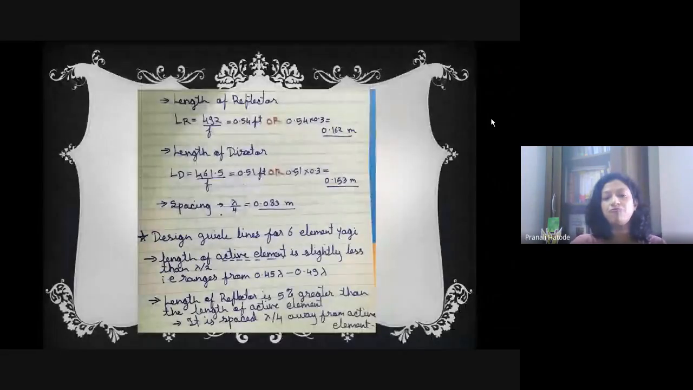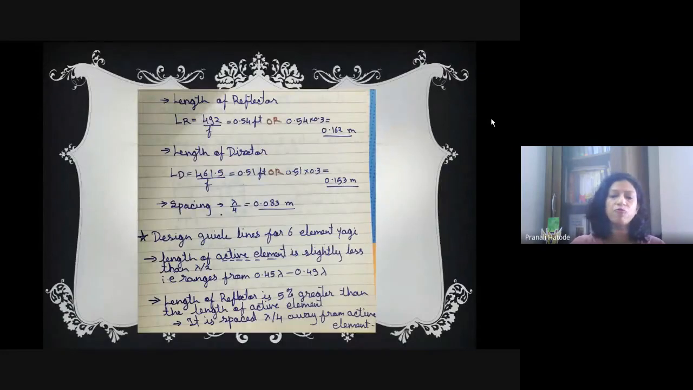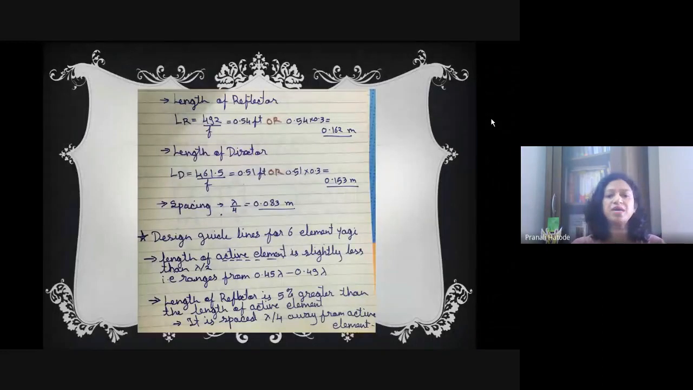Then the length of the reflector must be 5% greater than the length of the active element, and it has to be spaced lambda by 4 away from the active element. That is fixed. The reflector has to be 5% greater than the active element, and it must be spaced 0.25 lambda away from the active element.